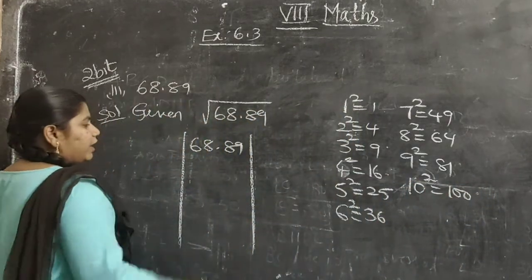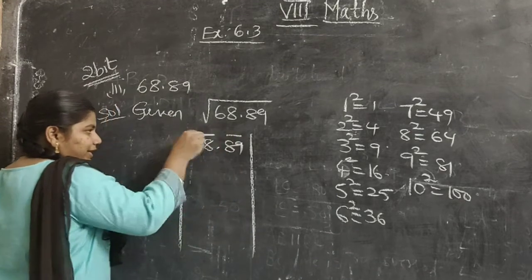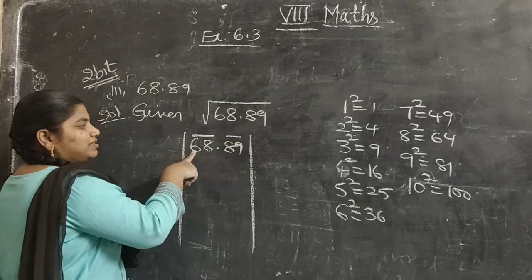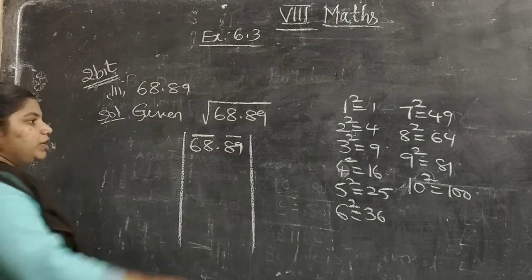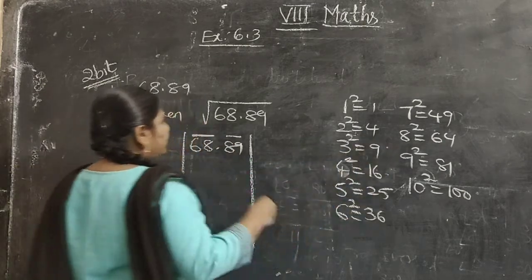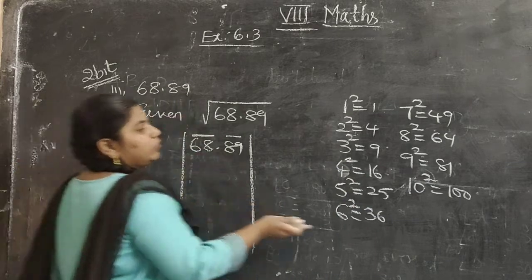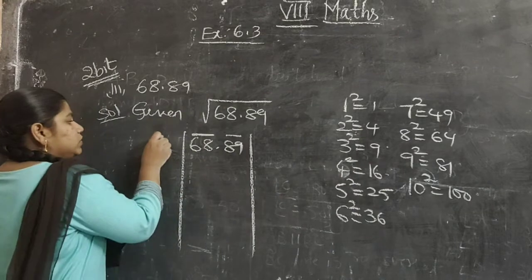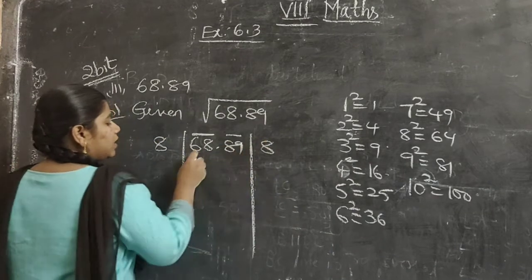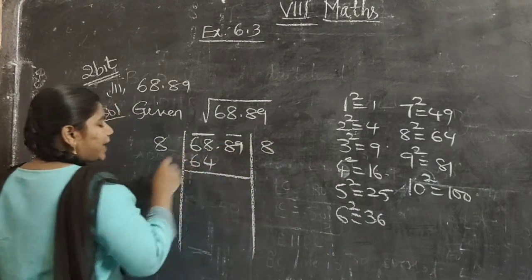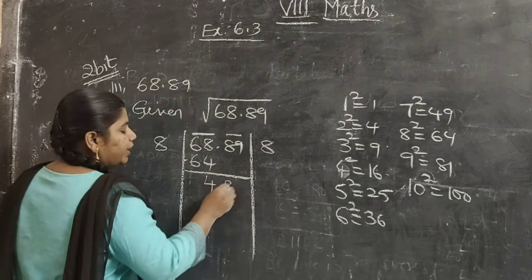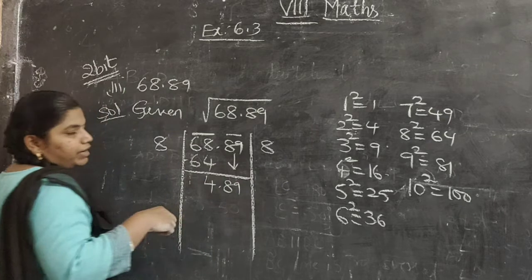So first we have to pair the values from the right side. Every two numbers will be one pair. 89 is one pair and 68 is the other pair. Here 68 is not a square, so which number do we take? We take the value less than 68. That is 64, which is 8 square. 8 8s are 64. Subtract this. 68 minus 64 will be 4.89. So bring the full pair down here.